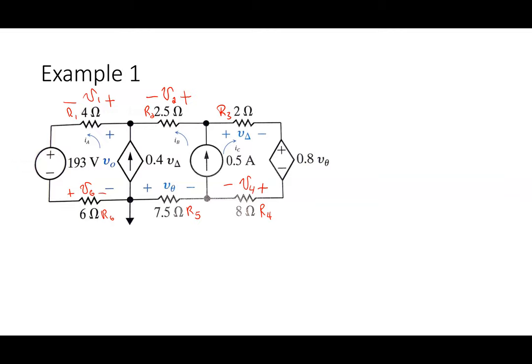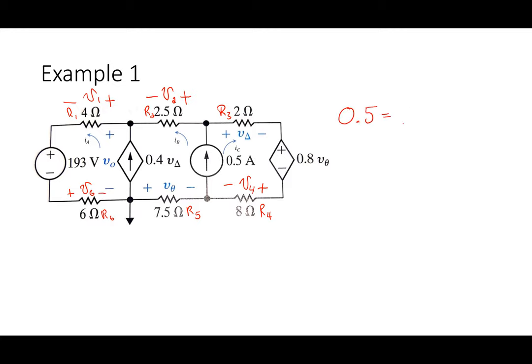Okay. So let's do the simple one first. The simple one here is I've got a current source shared by mesh B and mesh C. So what's the auxiliary equation that would go with that 0.5 amp independent current source? 0.5 equals IB plus IC. Yep.